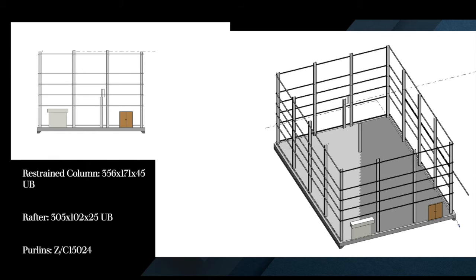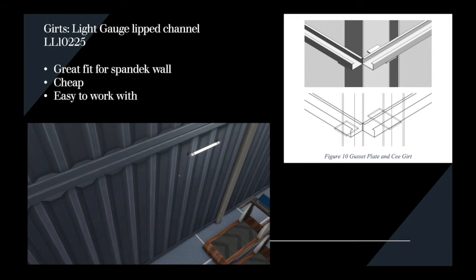After reviewing the Zed's user guide for design and installation, the purlins chosen were the ZC150-24. This allowed for an inward load of 2.52 kilonewtons per meter and an outward load of 1.23 kilonewtons per meter. Based on the light 24mm thick Spandex wall, we decided to choose the light gauge lip channel LL1022, as this provided the required strength while also being cheaper and easier to handle on the construction site.